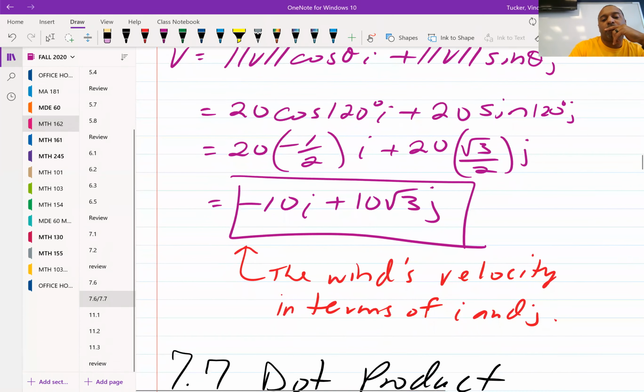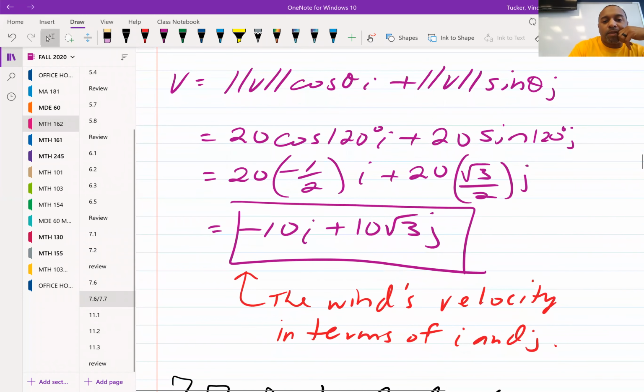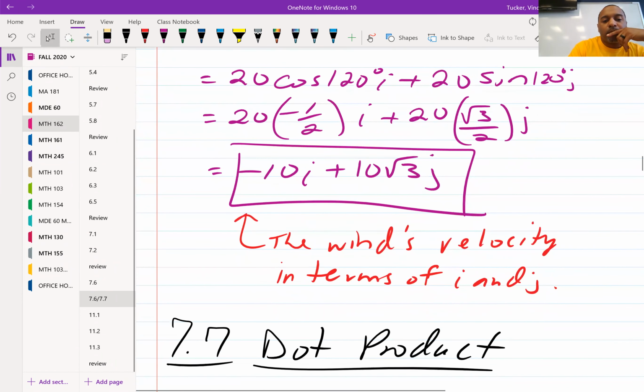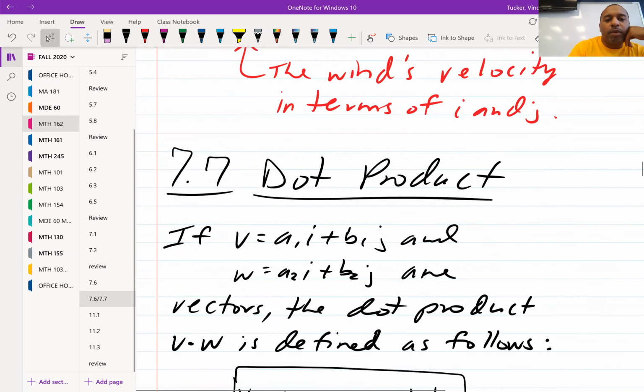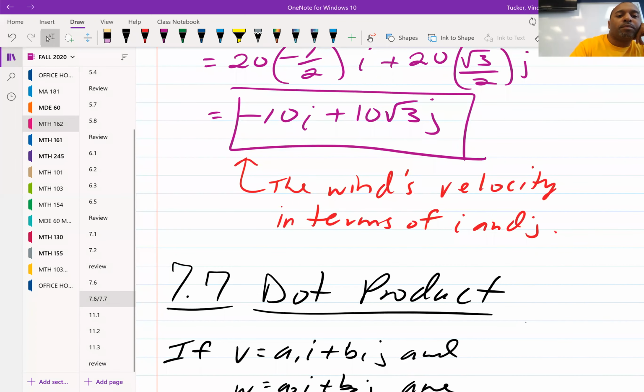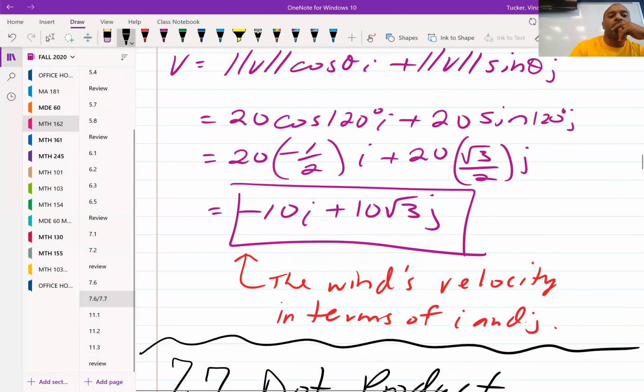Any questions? Okay. So that's it for 7-6. Let's see how long. Yeah, we can start 7-7 and then may or may not finish. Are we okay before we go to 7-7?